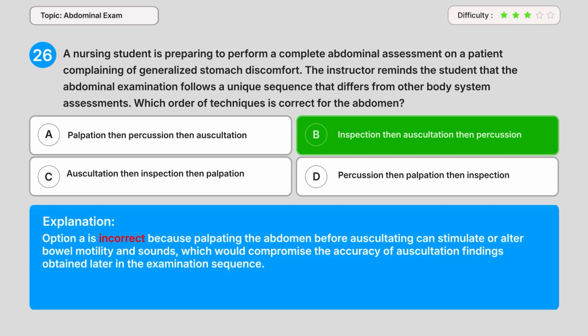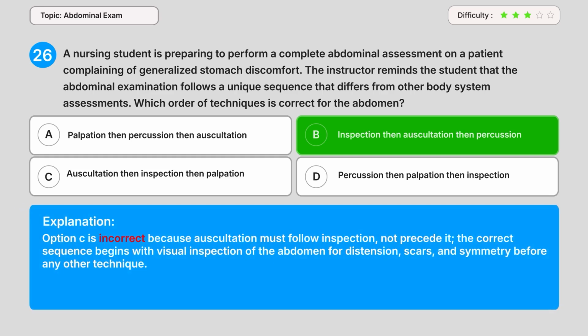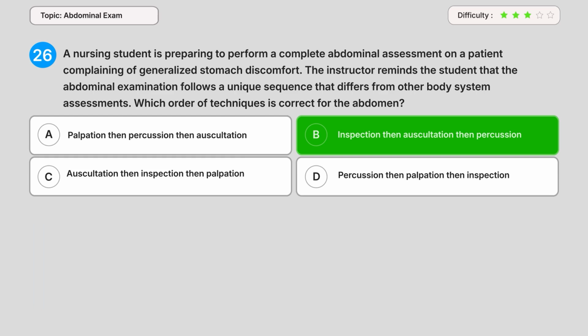Option A is incorrect because palpating the abdomen before auscultating can stimulate or alter bowel motility and sounds, which would compromise the accuracy of auscultation findings obtained later in the examination sequence. Option C is incorrect because auscultation must follow inspection, not precede it. The correct sequence begins with visual inspection of the abdomen for distension, scars, and symmetry before any other technique.